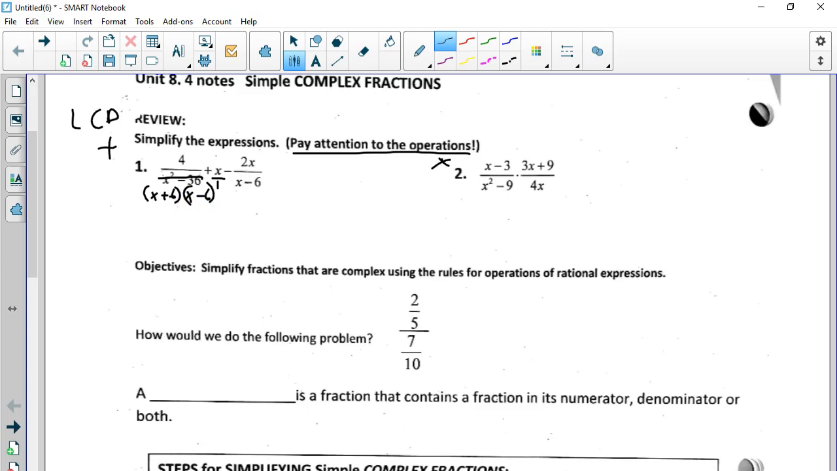Now, again, we talk about a shopping list. We're going to the store. What do I need? I need an x plus 6 and an x minus 6. Well, the first fraction has it. Does the x have it? No. What does it need? It actually needs both of them.